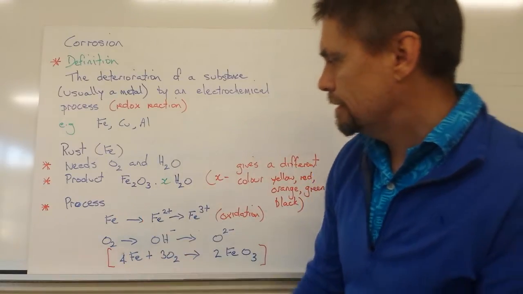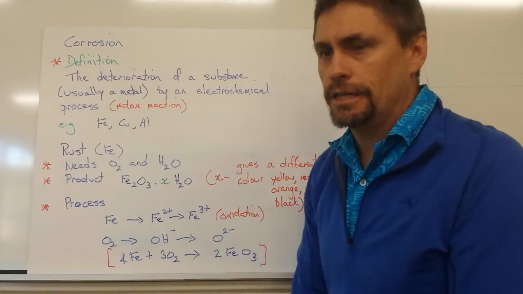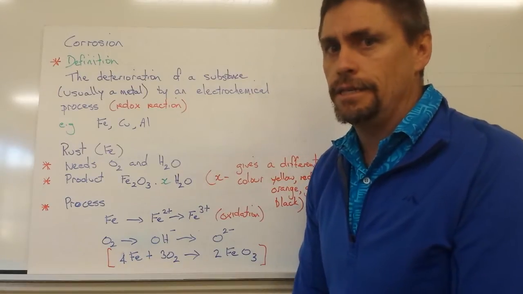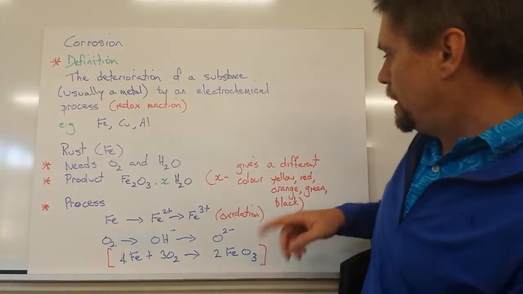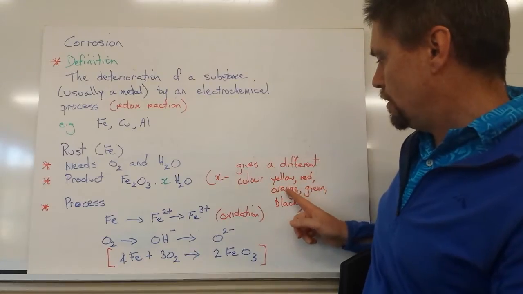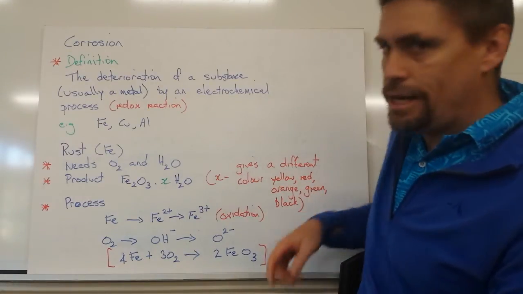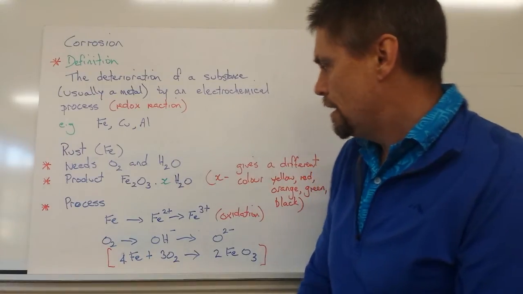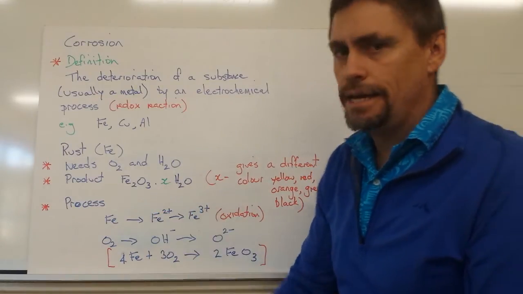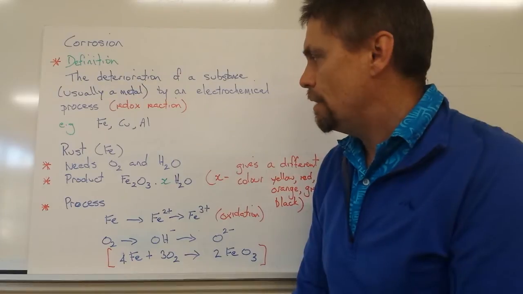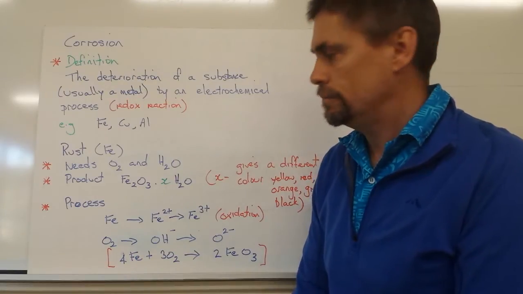And that X, the number of water molecules that can change, gives us distinctive colours of rust. So we can have yellows to reds to oranges, which are the common ones that we see, but we can also have green and black rust as well. And those colours are determined by the ratio of water for every iron 3 oxide molecule.